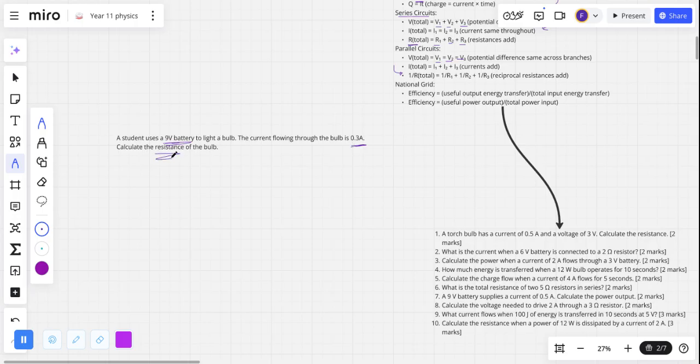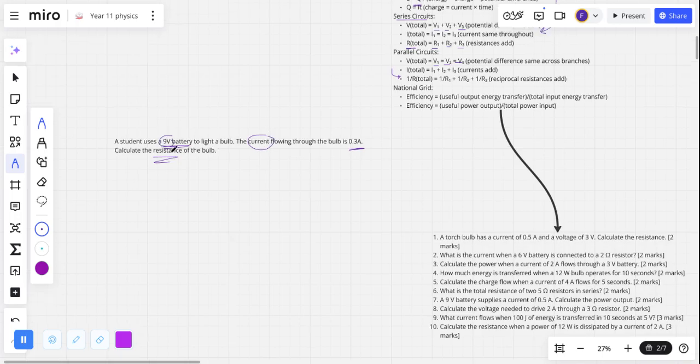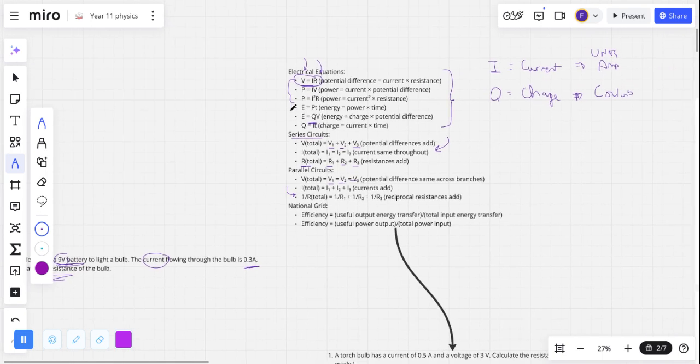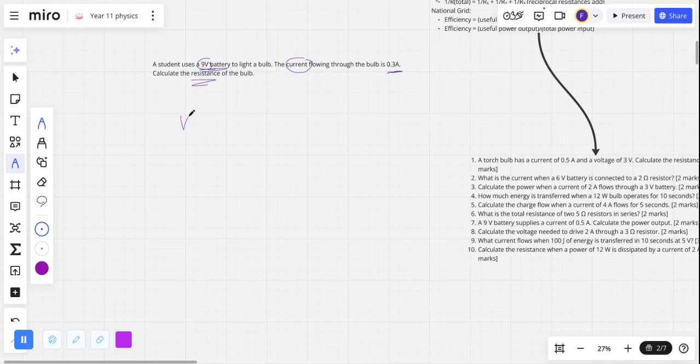Calculate the resistance. So my key words are current, voltage, and resistance. You need to look at the formulas and look at which one gives you voltage, current, and resistance. And it's this one. Next step, write out V equals I times R. You will get a mark for this. Because we're getting so close to the exams, this is what I want to see. V equals I times R. Voltage is 9. Current is 0.3. And I'm trying to find resistance.